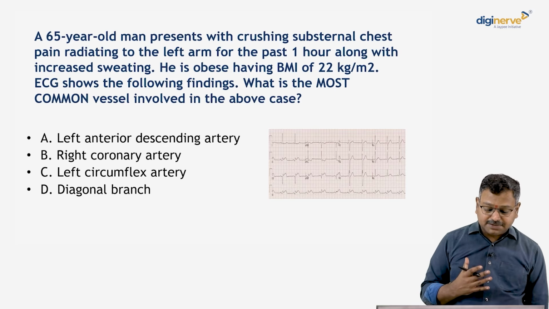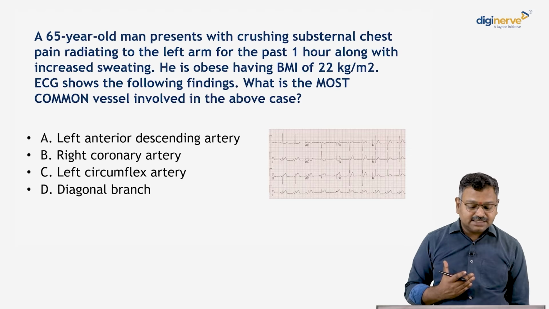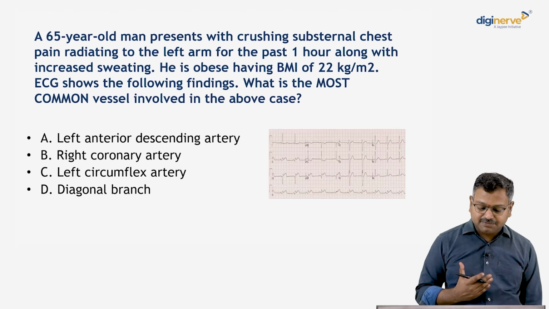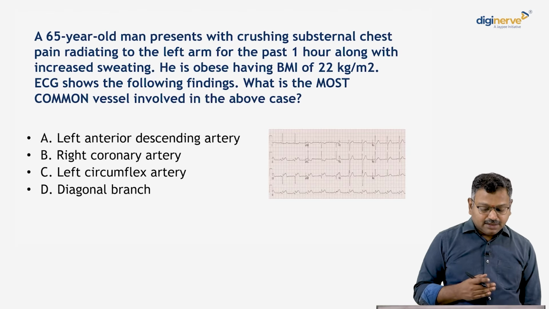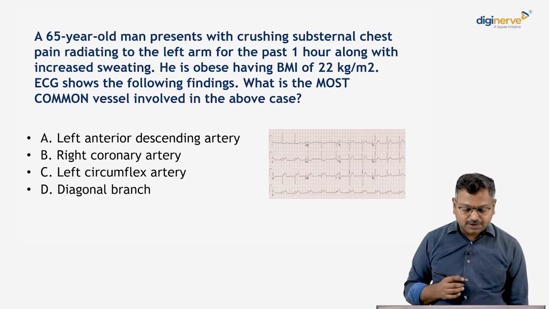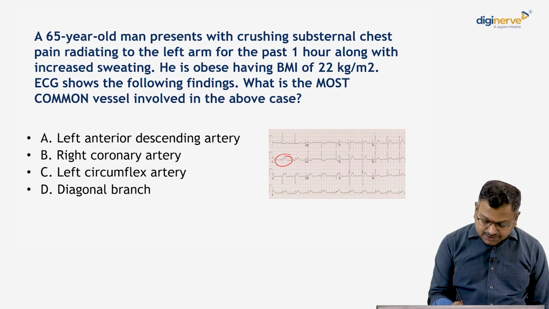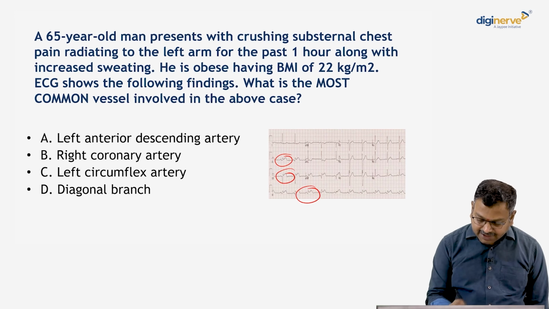A 65-year-old with sudden substernal crushing pain radiating to the left arm for 1 hour with increased sweating. He is obese, BMI is 22. ECG is showing this finding. What is the most common vessel that is involved? Here you are finding ST elevation in leads 2, 3 and aVF. So it's an inferior wall MI.